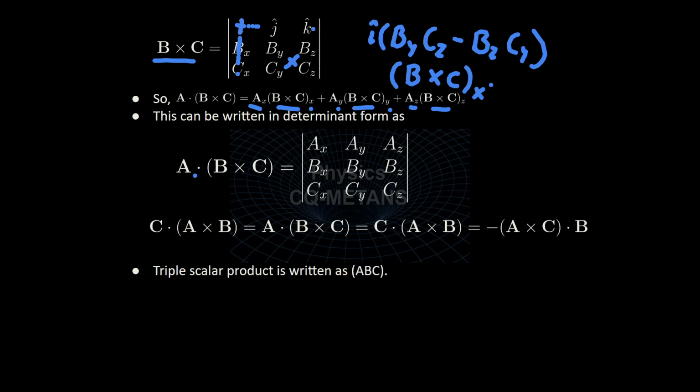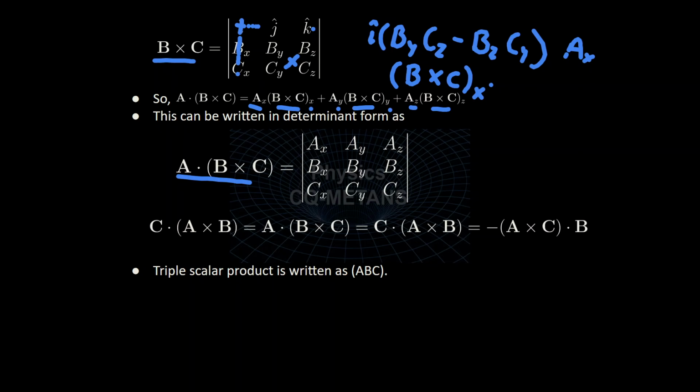Now we can write it in a very nice way. So A dot B cross C can be written as the determinant with rows Ax, Ay, Az, Bx, By, Bz and Cx, Cy, Cz. So if you solve this, you will get this equation only. So let us try doing this. So this should be multiplied by Ax if I solve this determinant.